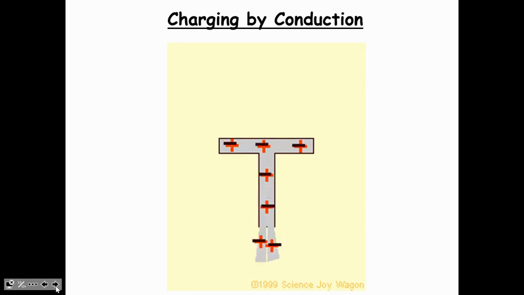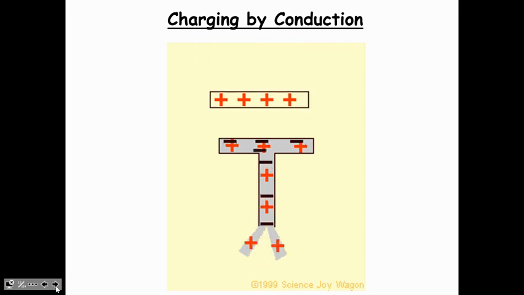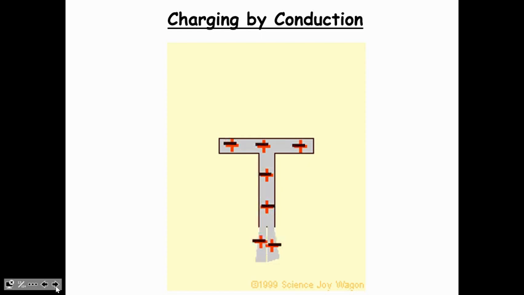So another important point about charging by conduction: the object involved in this charging process, in this case the electroscope, will receive a charge that is the same as the charged object being used. So in other words, in this case, a positive rod is making the electroscope positively charged. It's becoming positively charged because it's losing electrons.